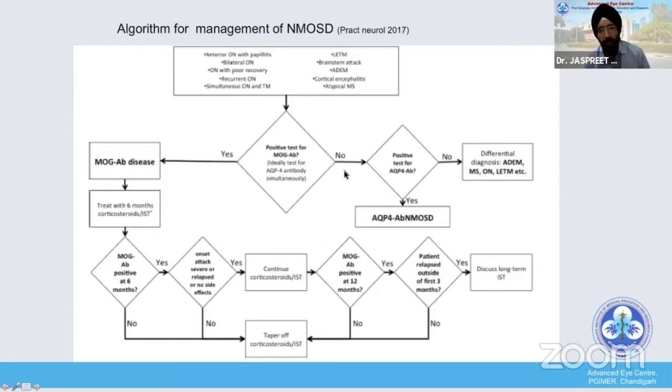So if you do not have a positive MOG antibody, then if you have aquaporin 4 positivity, yes, you deal that way. If it's not there, then probably you would think of ADEM or MS or maybe LETM, all these things. I mean, these are differential diagnoses, other autoimmune disorders, and other causes of optic neuritis. So that's how you have to deal with patients who present with atypical optic neuritis.